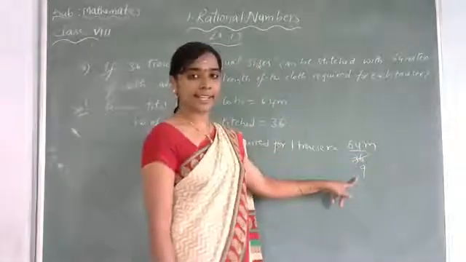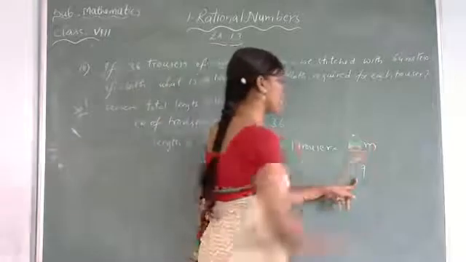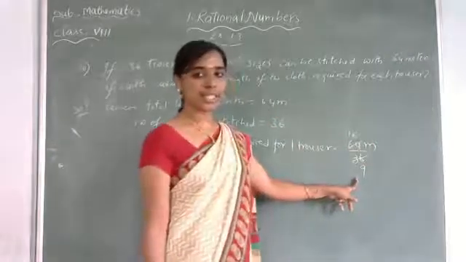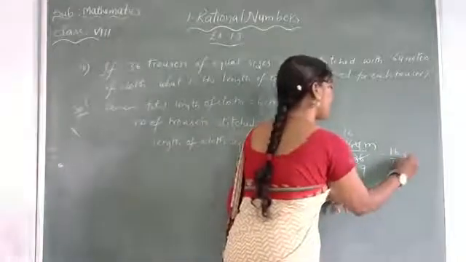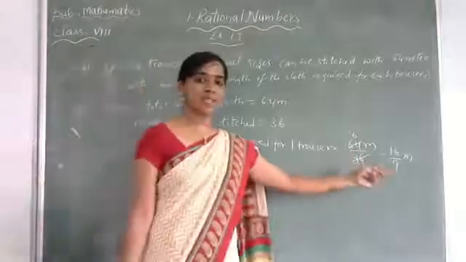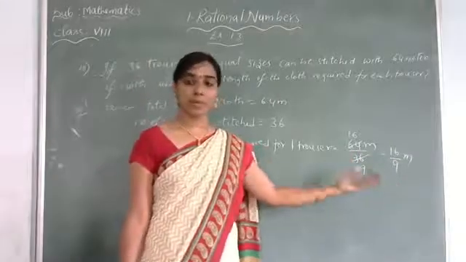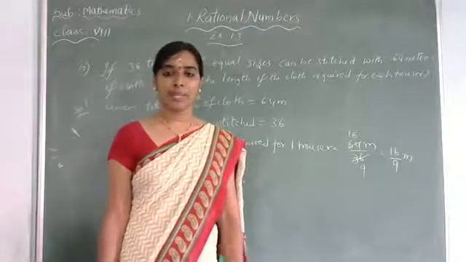4 nines are 36, 4 ones are 4, 4 sixes are 24. That means 4 sixteens are 64, 4 nines are 36. That means 16 by 9 meters. So see children, one trouser length is 16 by 9 meters of cloth required to prepare one trouser.